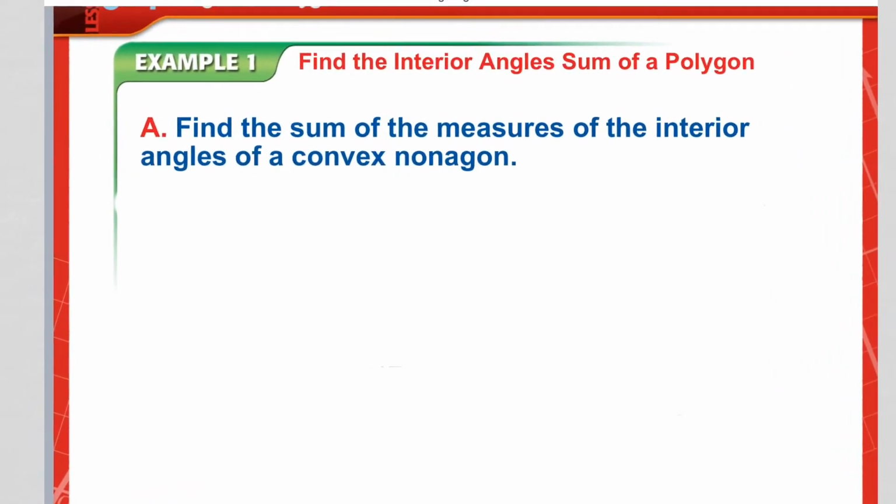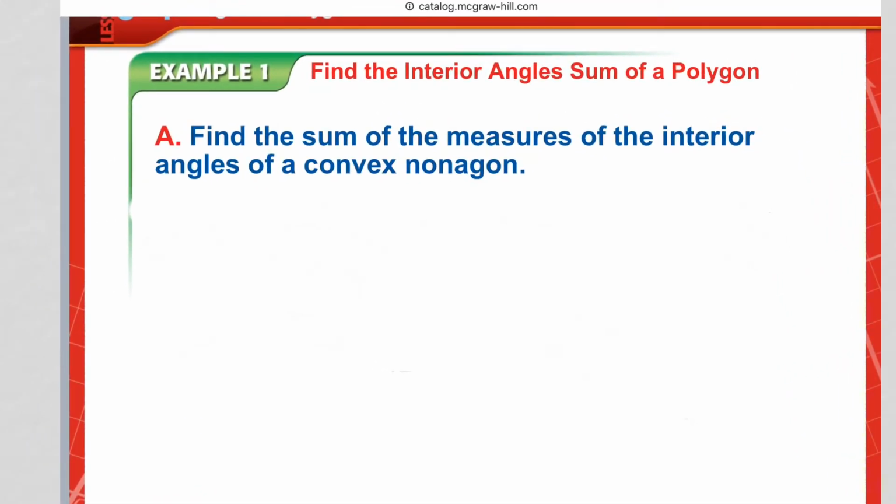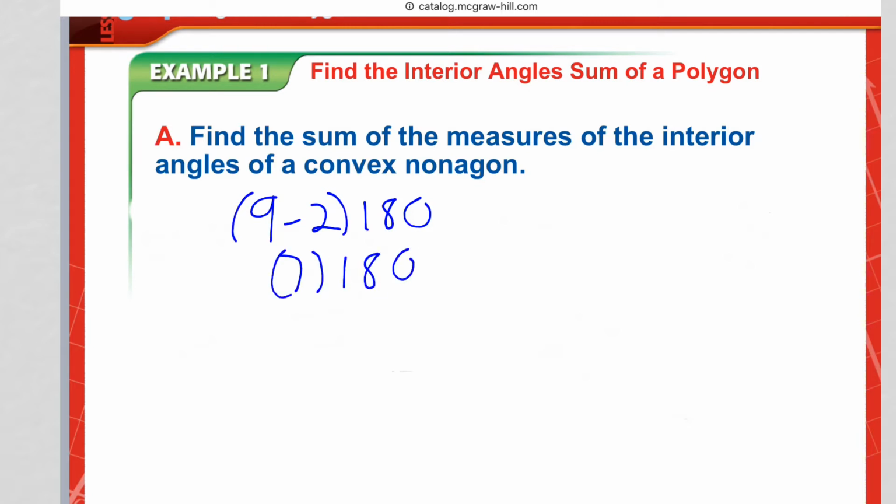So our first example here, we want to find the sum of the measures of the interior angle of a convex nonagon. So nonagon is going to have 9 sides. So we're going to start with the 9 minus 2, and then we're going to multiply that to 180. So 9 minus 2 would be 7. And then once we multiply that to 180, that gives us 1,260. So if we have a nonagon, all of the angles will add up to be 1,260 degrees.